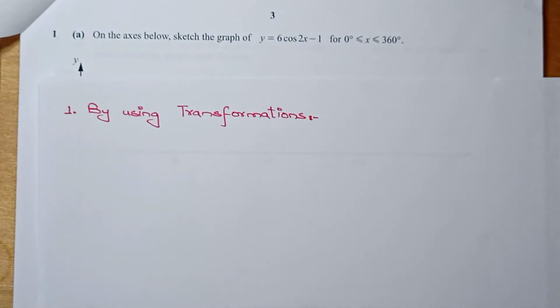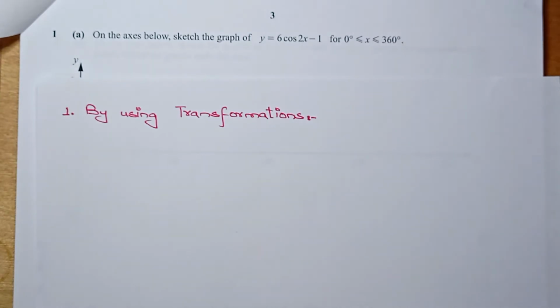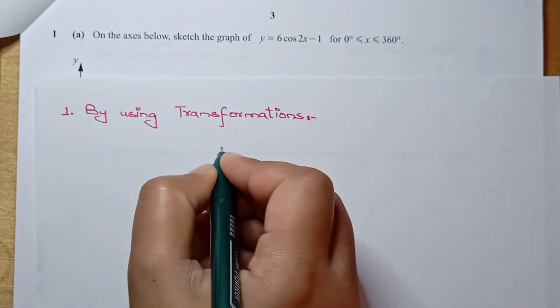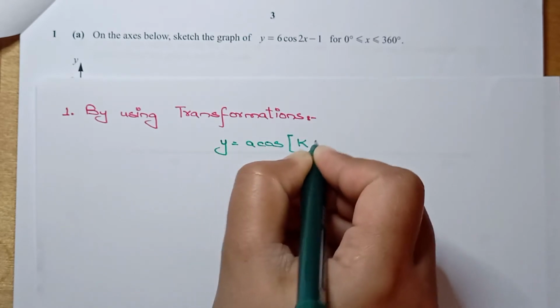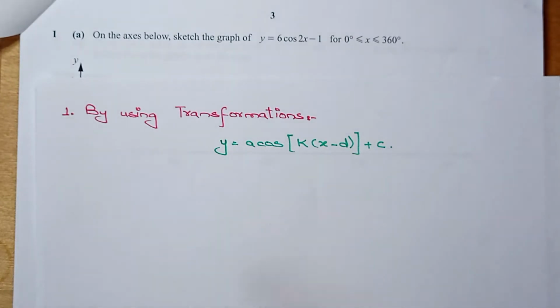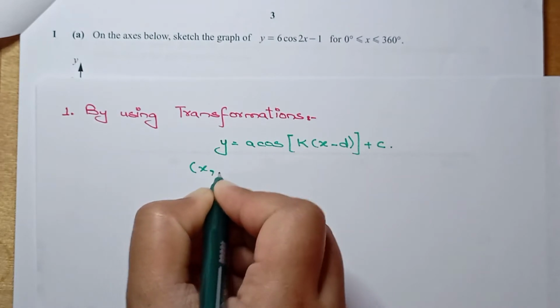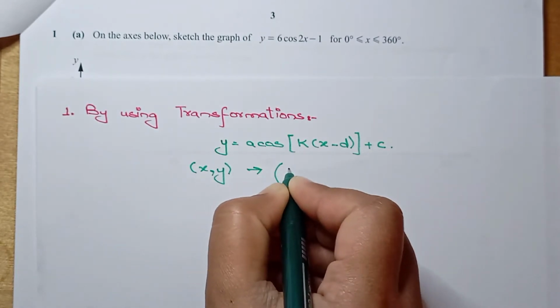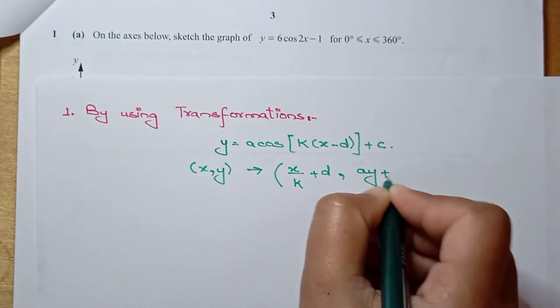Okay, so we are given the cosine function. As you can see, we have cos 2x. First, we need to write down the standard form of the cosine function in terms of transformation. That is y equals a cos k(x minus d) plus c. This is a transformed equation of the cosine function, and using the transformation method, we can transform the x, y coordinates to x over k plus d and ay plus c.